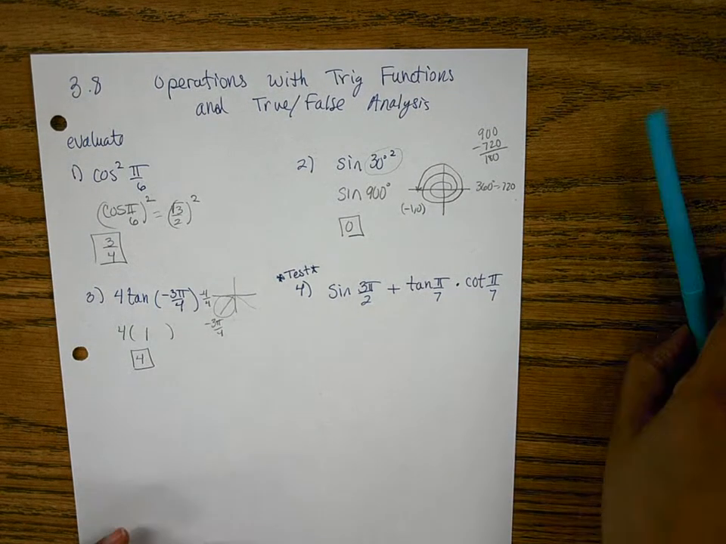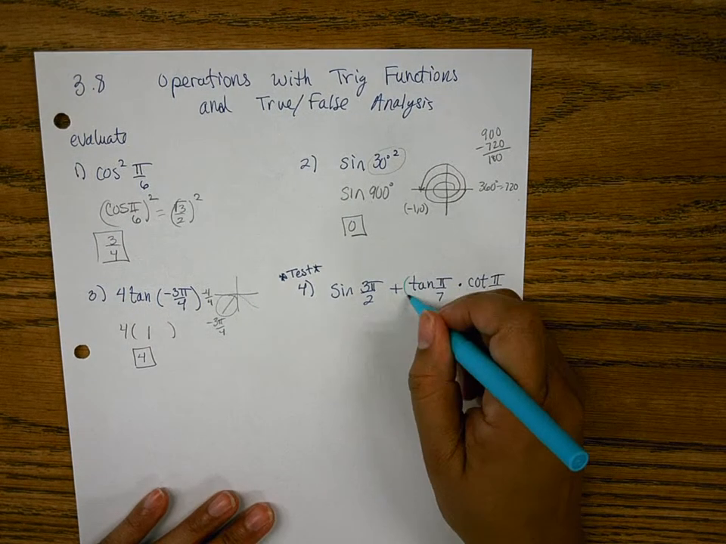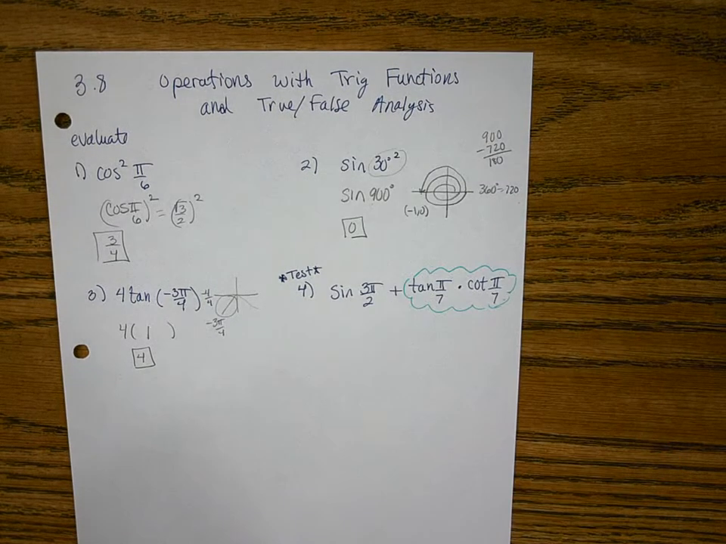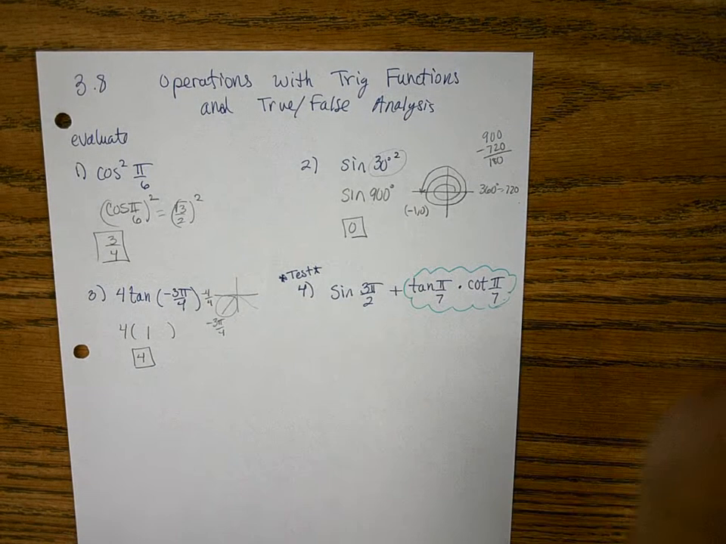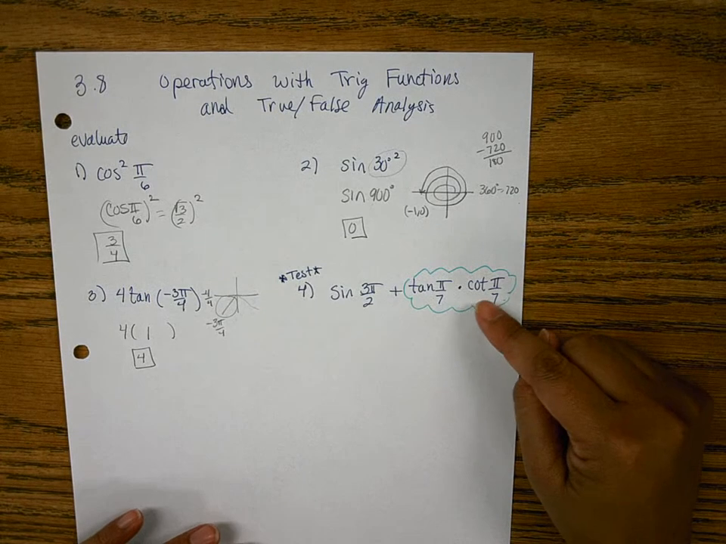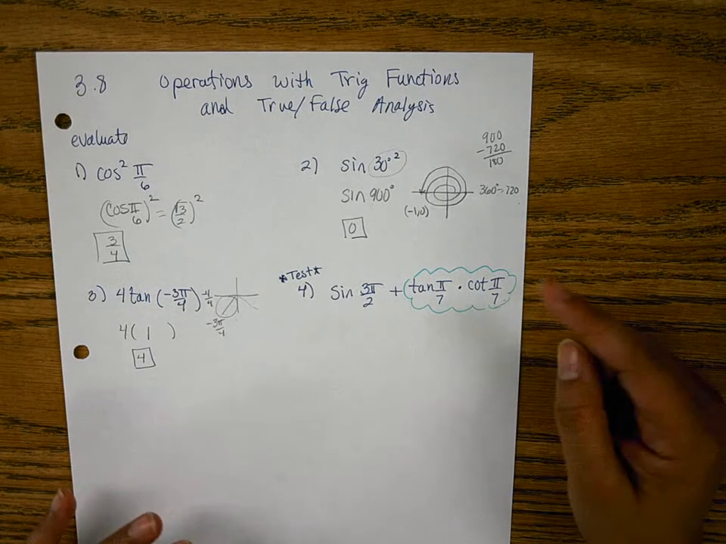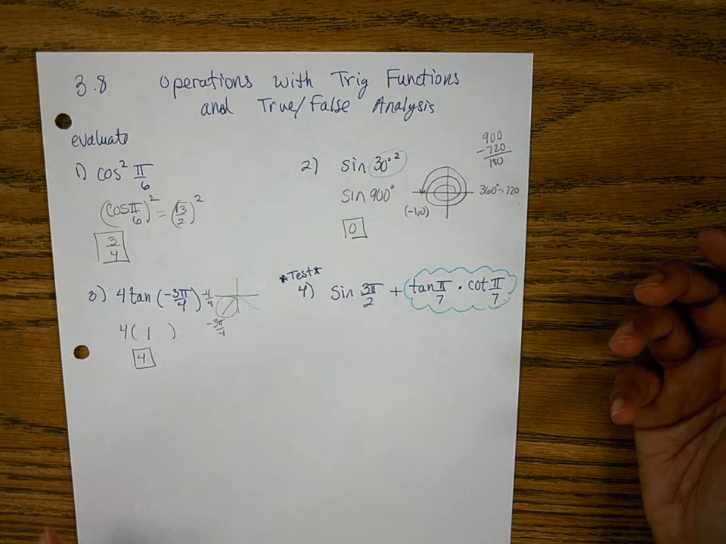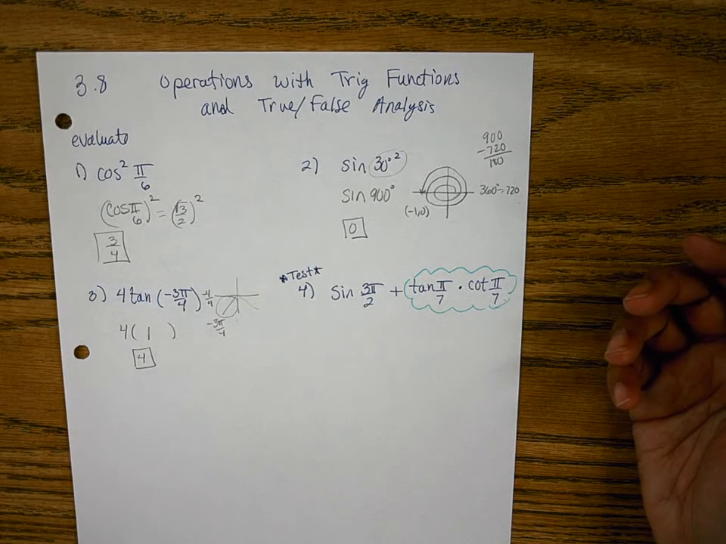Quite a few things going on here. Order of operation tells me to multiply these first before I add. So I know I have to multiply. There's no parentheses here, but order of operation tells me to work this out first. And unfortunately, pi over 7 is not on our unit circle. We don't have a reference angle for it.